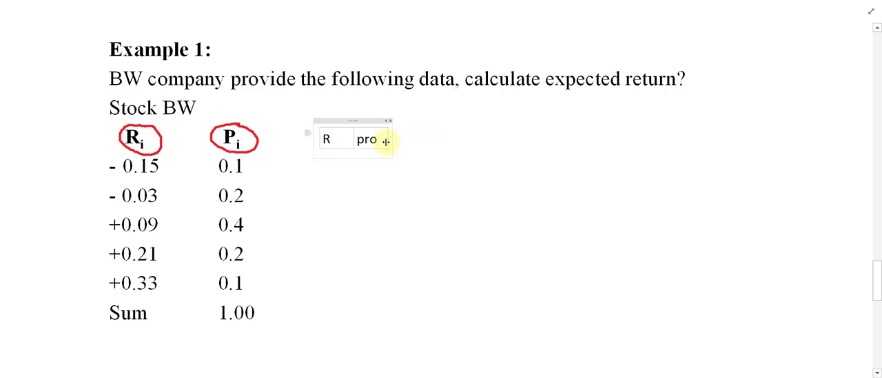Mention P for probability, simply you can mention P. And one more column, R into P. Simply you can do like this. Then mention the value of R. How much is the value of each R?